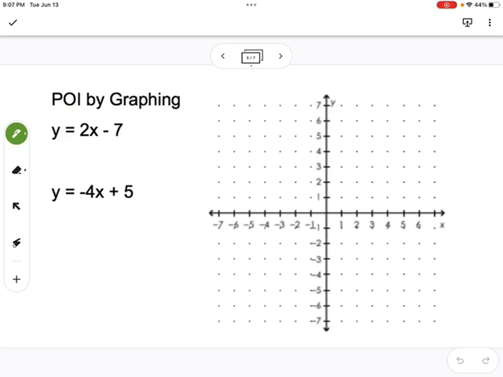So finding a point of intersection by graphing, looking at one equation at a time, we're going to graph the first one, y equals 2x minus 7. So the y-intercept is negative 7. That's starting here. And our slope is 2, which is 2 over 1, meaning our rise of 2 and a run of 1. So going up 2 over 1 to get to the next point. If you want to continue on, you can keep going up 2 over 1, up 2 over 1, as many times as you want, but you only need 2 points in order to graph a line.